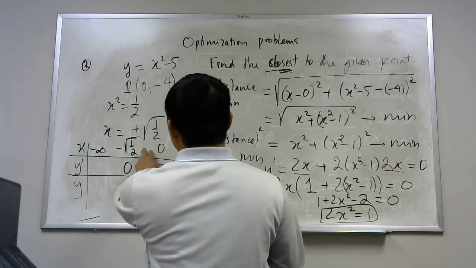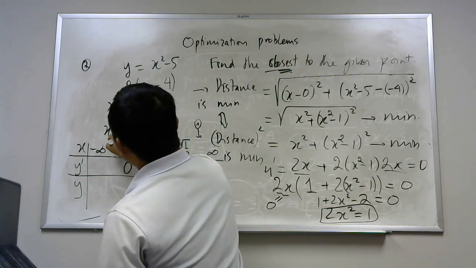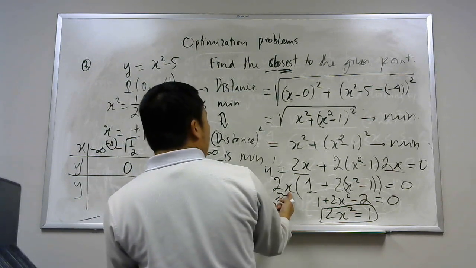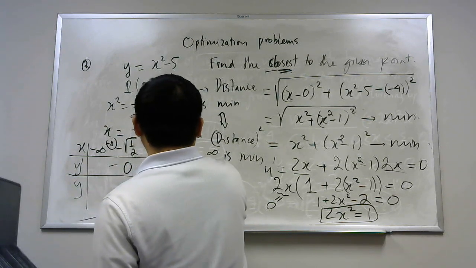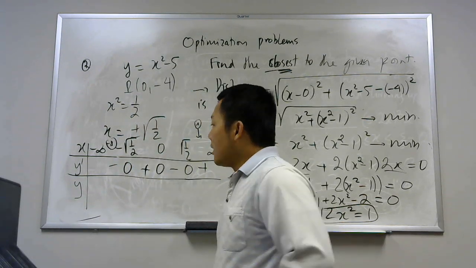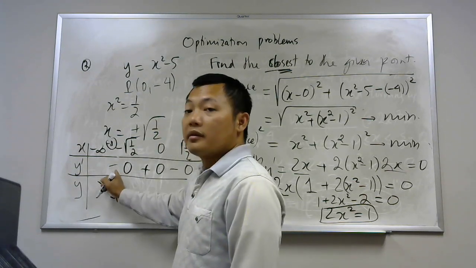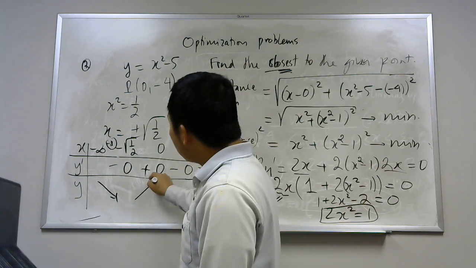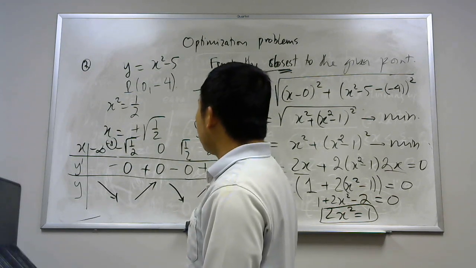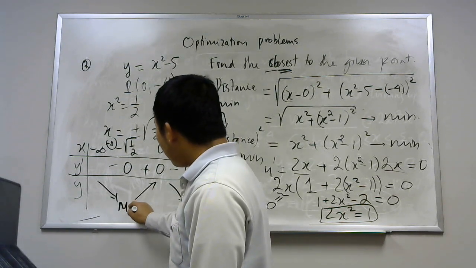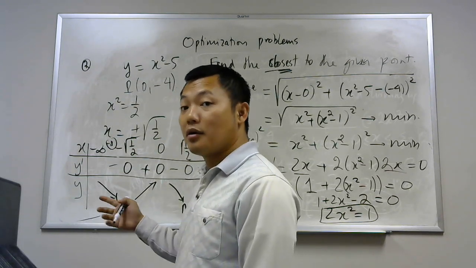From here I can pick 1, right? And from here I can pick -1. If I pick 1, I plug into this, I get positive. And here I get negative. So probably you have the following picture, right? You can see the function is decreasing on this interval because the derivative is less than 0. In here the function is increasing, here the function is decreasing, and here the function is increasing. And here is your minimum.